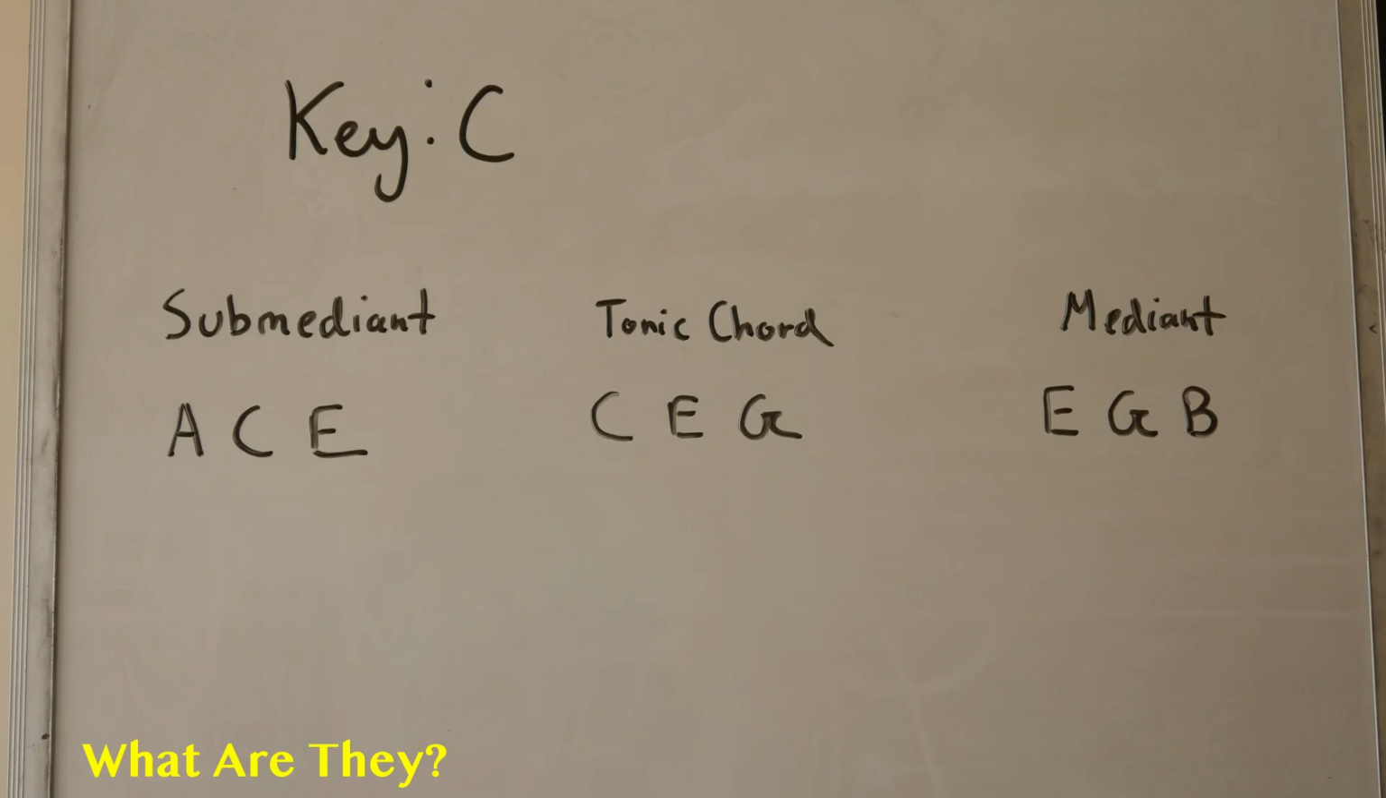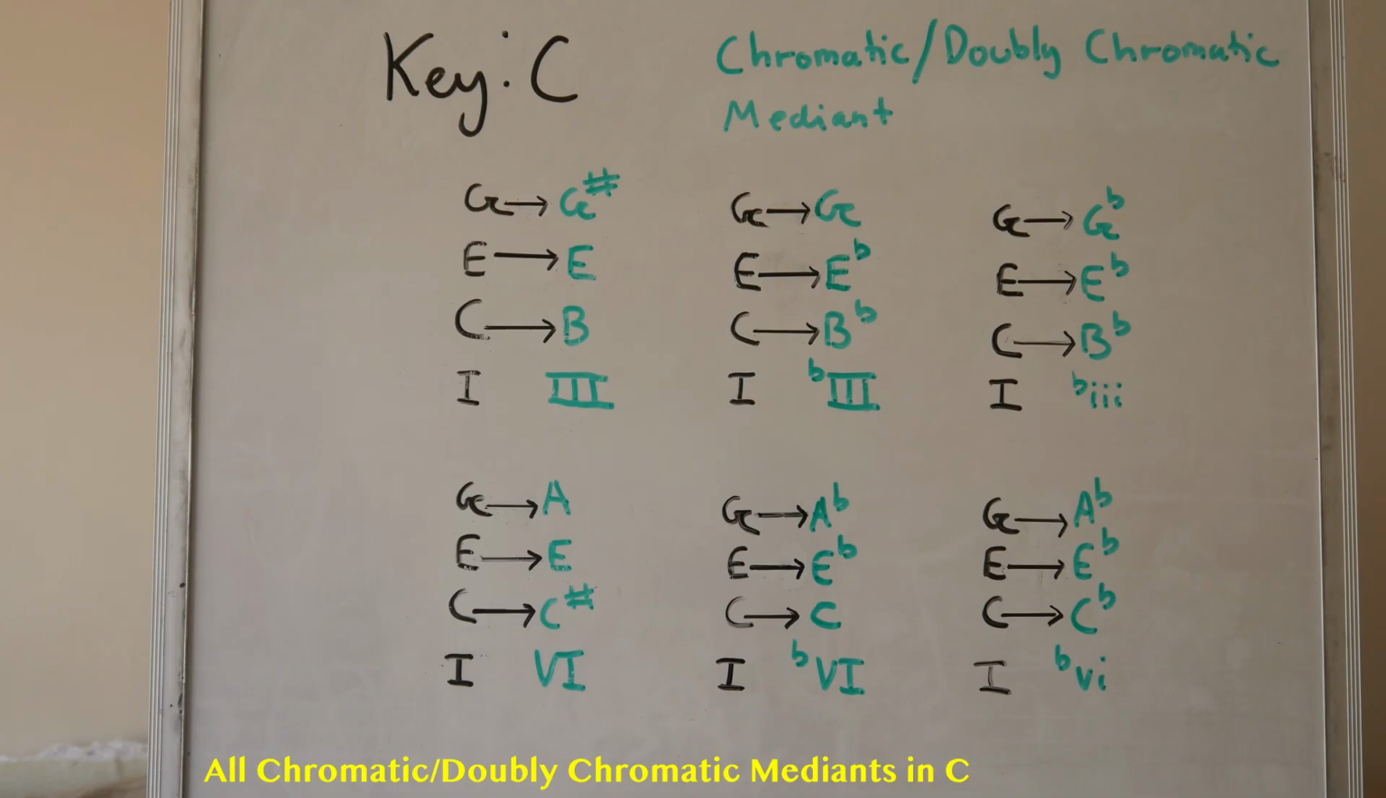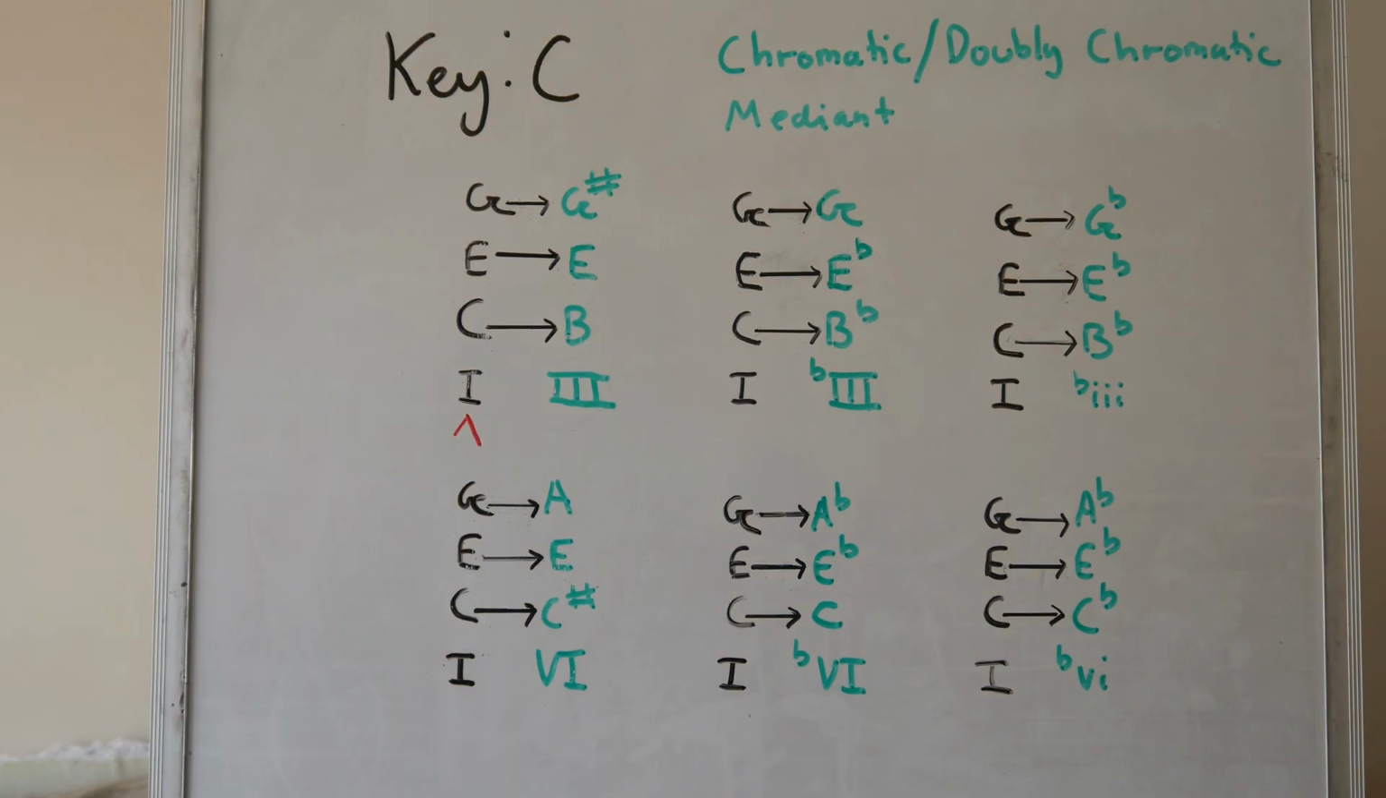Each key has its own diatonic mediant and submediant chord, sharing two notes with the tonic chord. If we alter one of these shared notes, we create a chromatic mediant. If we chromatically alter both of these shared notes, we create a doubly chromatic mediant. Because the notes of our chromatic and doubly chromatic mediants are so close to the notes of our tonic chord, with common notes and notes just a semitone away, the voice leading between the tonic and chromatic mediant is very smooth, allowing us to slip into distantly related sonorities with ease.